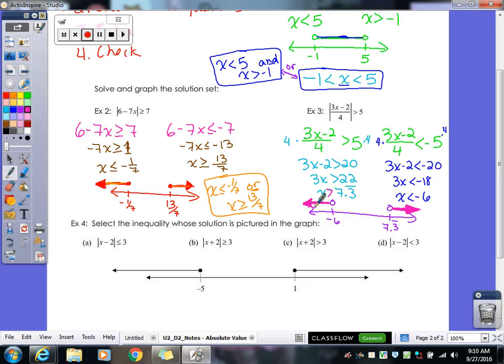So this one, we have to write the inequality like we did for the last one. x is greater than 7.3, or x is less than negative 6. You just got to remember to put that word "or" in there.